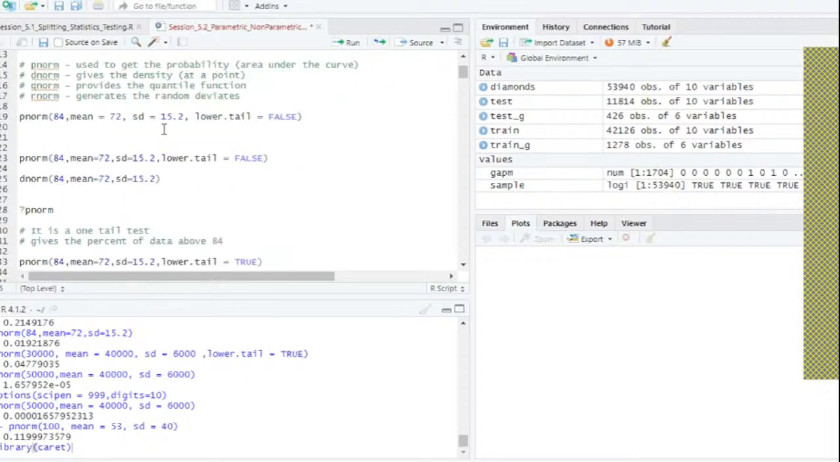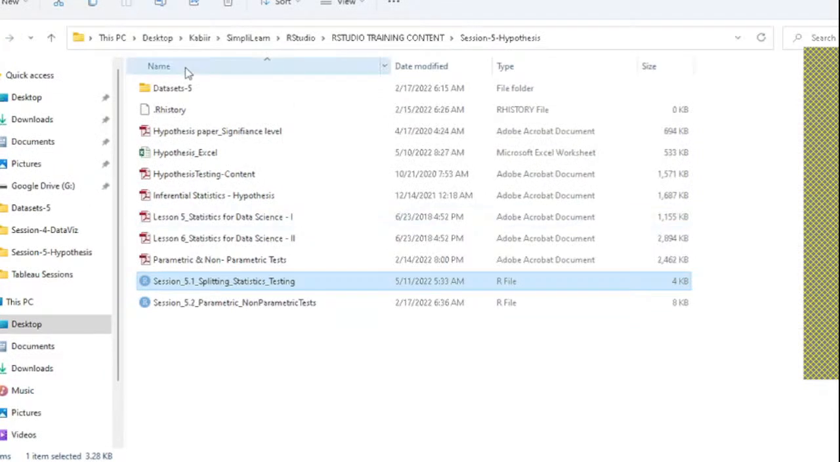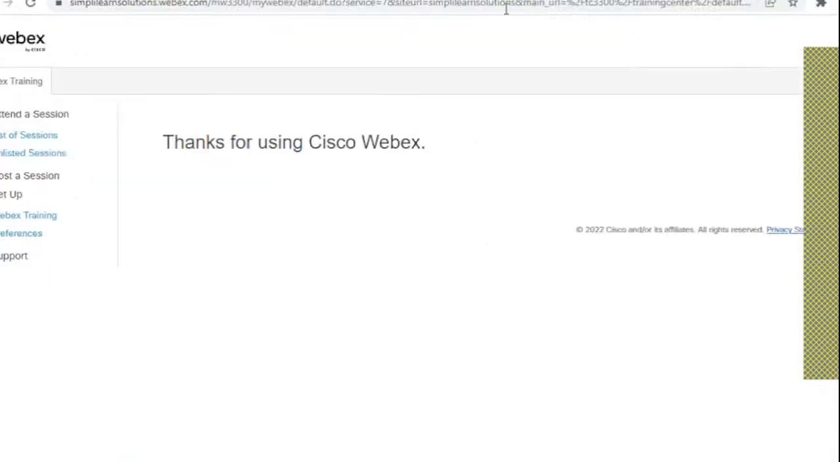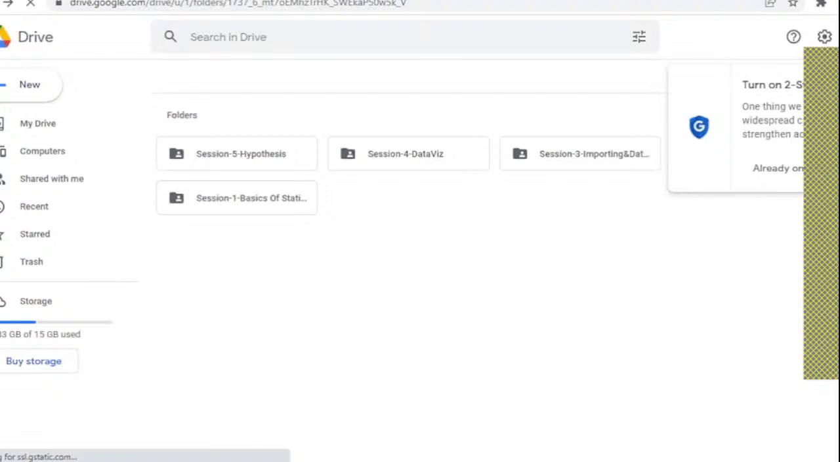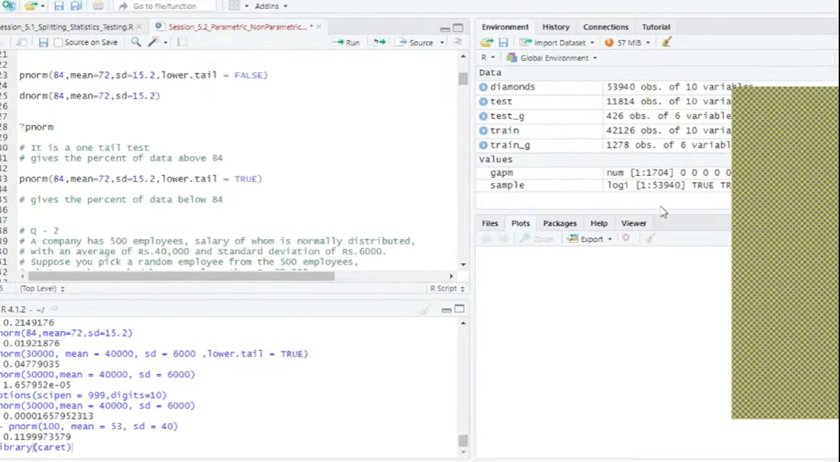R Studio. Okay, and before you go to R Studio, have I shared this session 5 in Google Drive? Yes, okay, good. Yes, Sachin, now you tell me what's the issue. Sachin, I'll give you the rights, but can you share it back to me? Do you know how to share?